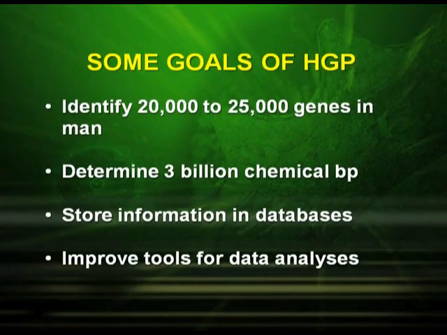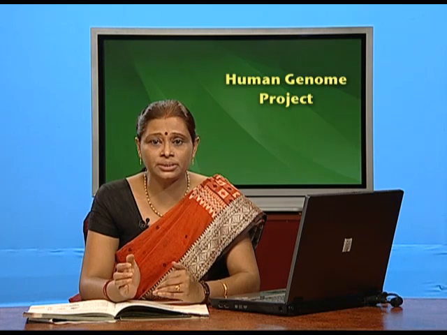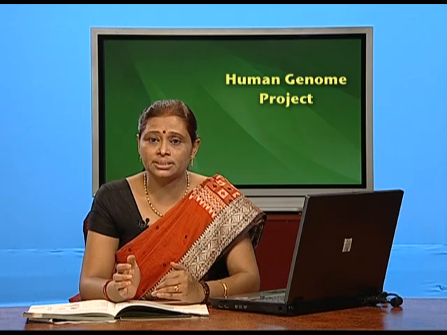Now let us understand some of the important goals of HGP. It is basically to identify 20,000 to 25,000 genes in man. Second, to determine 3 billion chemical base pairs. Third, to store information in databases. And the fourth very important goal is to improve tools for data analysis. All these goals have led to a new branch of biology, what is known today as bioinformatics.